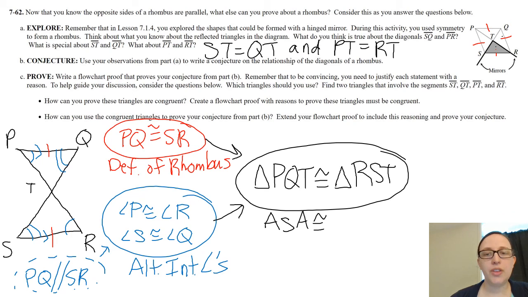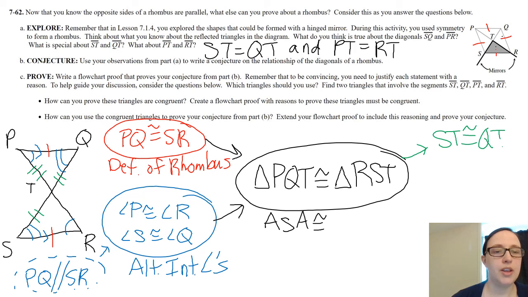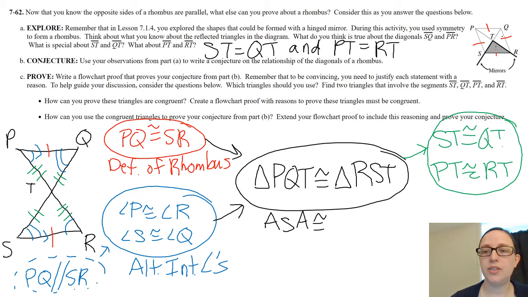All right, and if we know that those two triangles are congruent, then we can say that all the sides are congruent to each other. So now we can say that ST equals QT, and that PT equals RT. We know that because corresponding parts of congruent triangles are congruent.